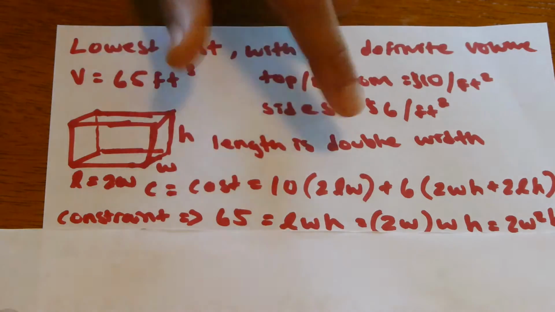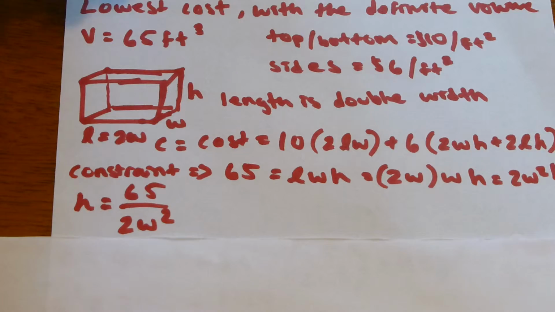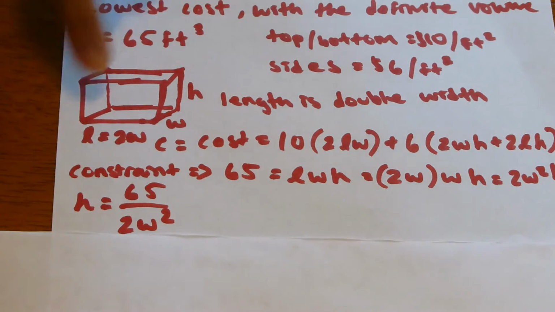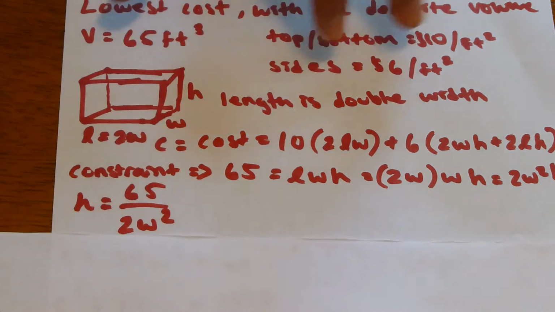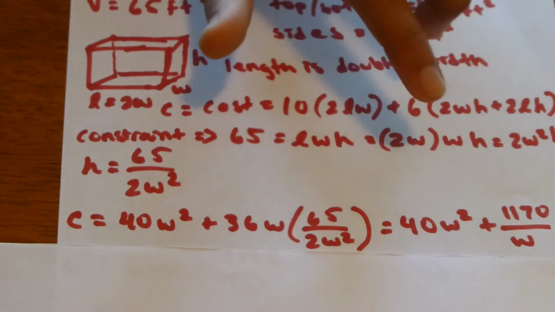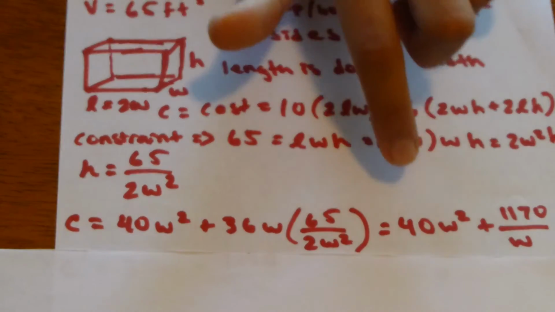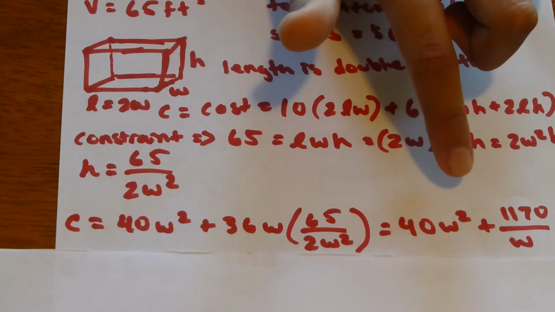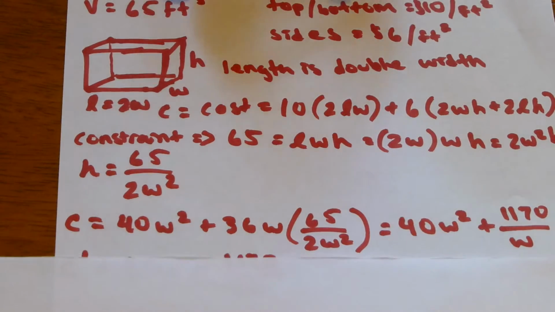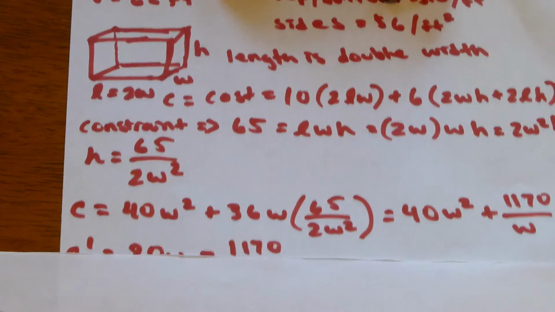Now by doing this, we can solve for h, giving us h equals 65 over 2w squared. Now by plugging this h in and the l in terms of w back into the original equation, we have the cost function given as just in terms of w. This simplified gives us the cost equals 40w squared plus 1,170 over w. Now, we know for optimization, we have to find the derivative of this and set it equal to 0 to find our minimum cost. So first, we find the derivative.